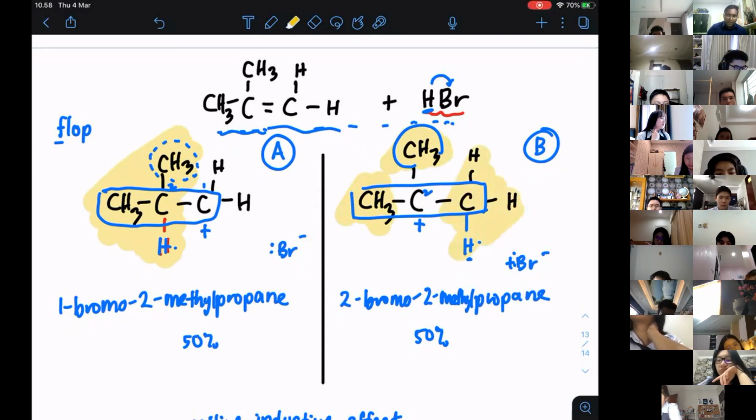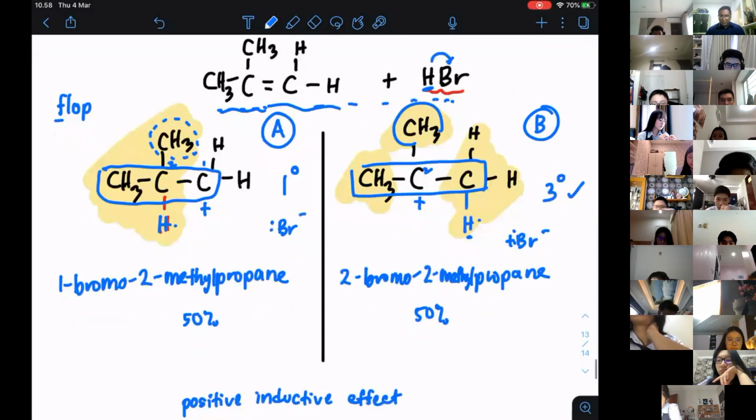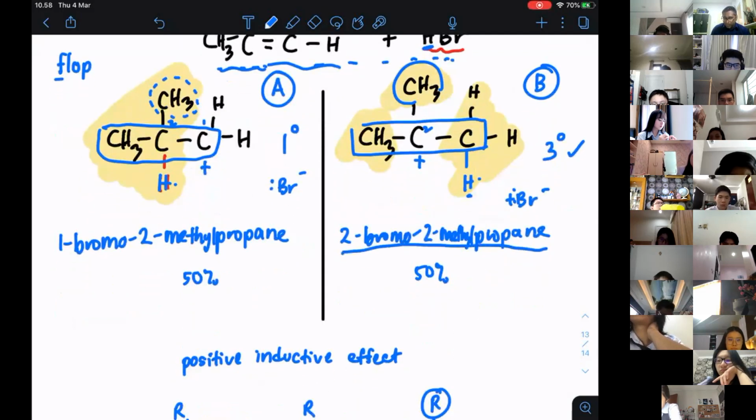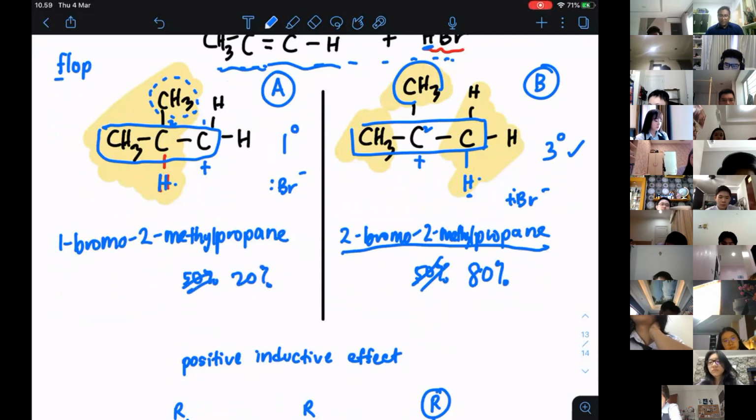So you can see clearly that this is going to form a tertiary carbocation, and this is going to form a primary carbocation. And I already mentioned which one is more stable. Tertiary is more stable because of more positive inductive effect. So if tertiary is more stable, what are we going to get? We are going to get 2-bromo-2-methylpropane more. Maybe 80%, and then maybe only 20% here. So this is what we call the major product.